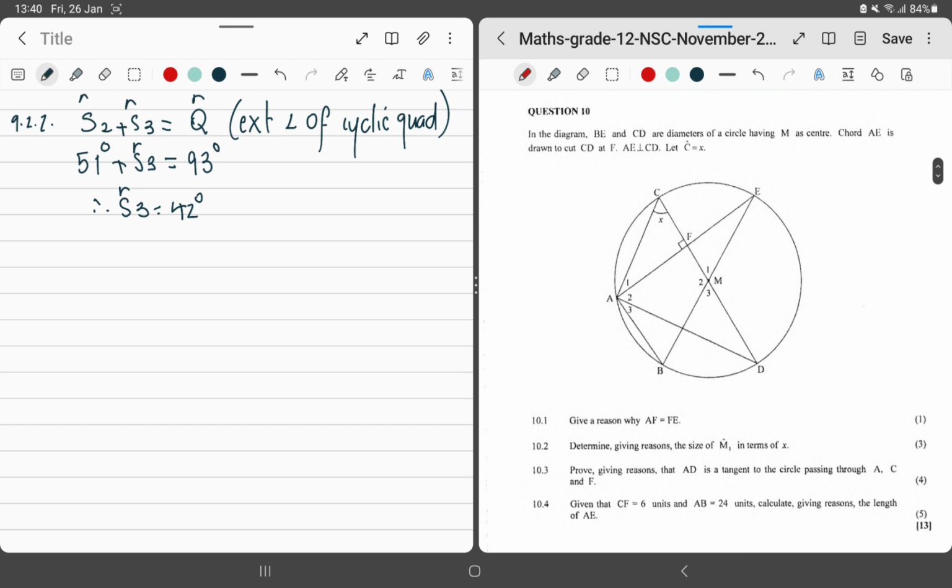Question 10. In the diagram, BE and CD are diameters of a circle having center M. Chord AE is drawn to cut CD at F and AD is perpendicular to CD. Let X be equal to C.